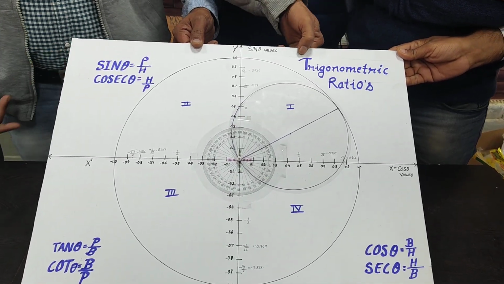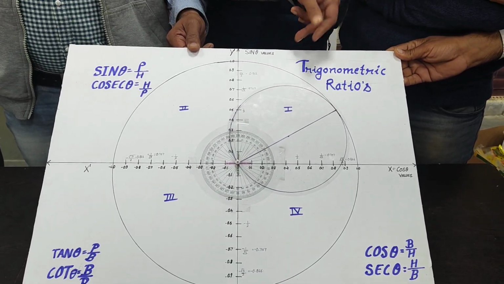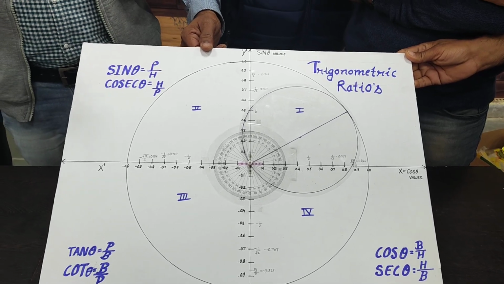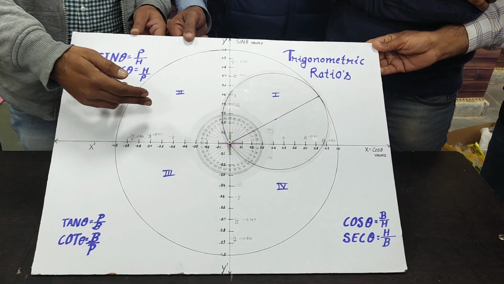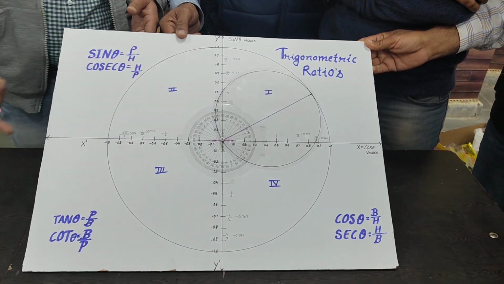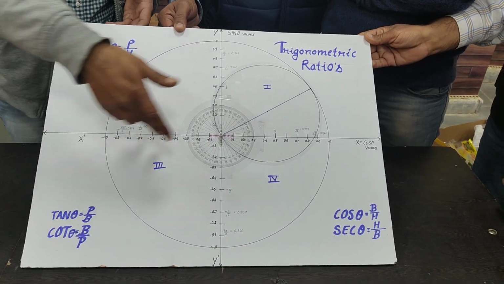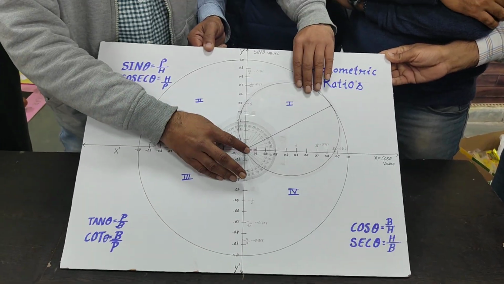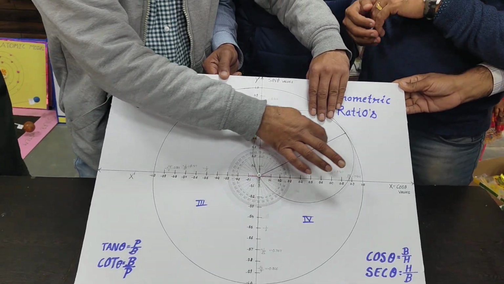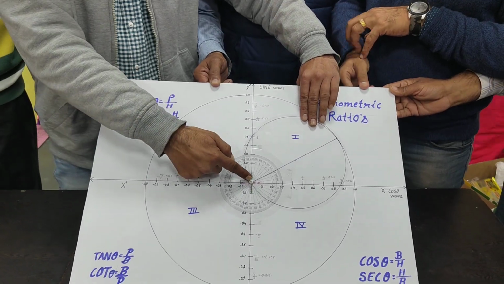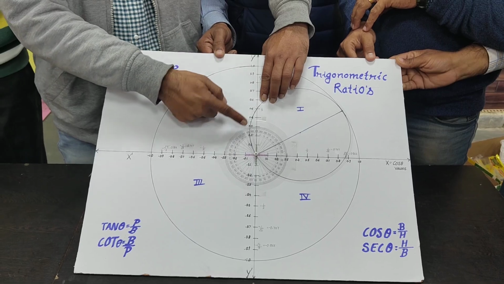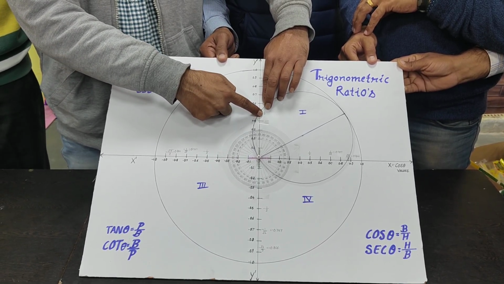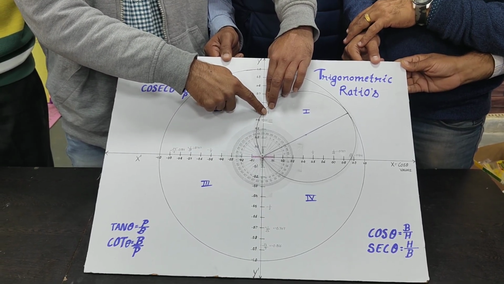The first quadrant angle is from 0 to 90 degrees. With this model, we can find the values of different functions. Especially the values of sine function will be given on the y-axis and the value of cos function will be given on the x-axis. For example, at an angle of 30 degrees, we can see the value on the y-axis: this circle intersects the y-axis at 0.5, that is 1/2. So the value of sine 30 degrees will be 1/2.